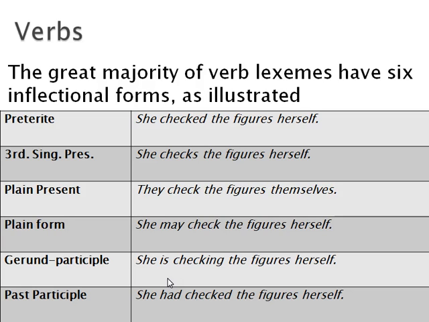The third singular present, the final s, ies, and all of its allomorphs. It only occurs in simple present, as in, she checks the figures herself. Whereas the plain present, they check the figures themselves. What's the big difference between she checks the figures herself and they check the figures themselves? Are these two sentences in a different verb tense or in the same verb tense? It's the same verb tense.